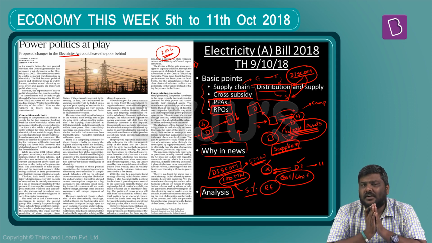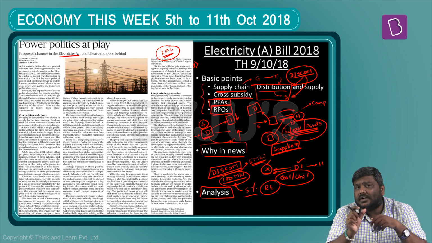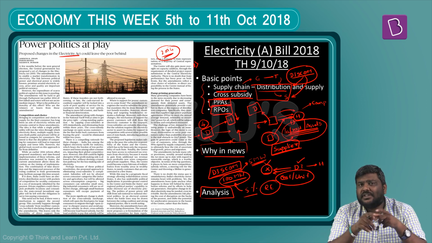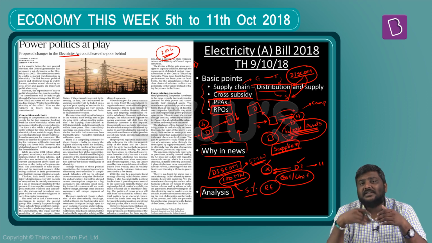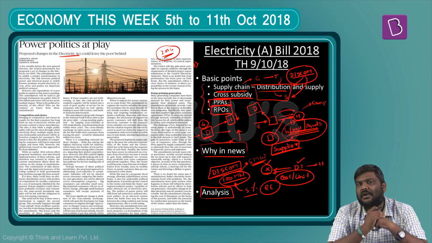The draft basically says that this will promote competition as well as the quality of the services which are available for the consumers. And based on their preference, they can choose the supplier in the market as well as the distributor in the market. That is the first very important proposal under this amendment.